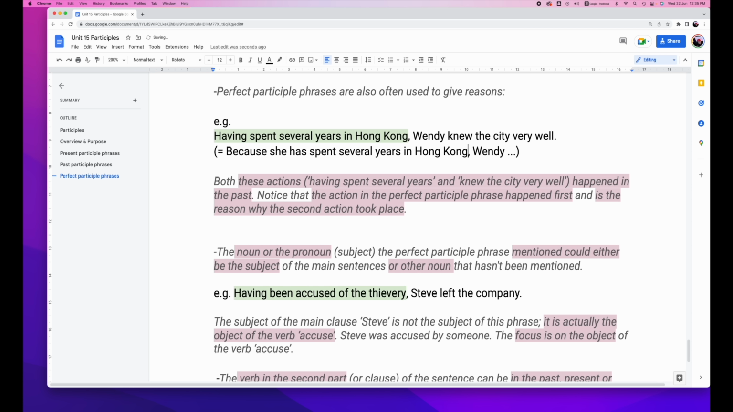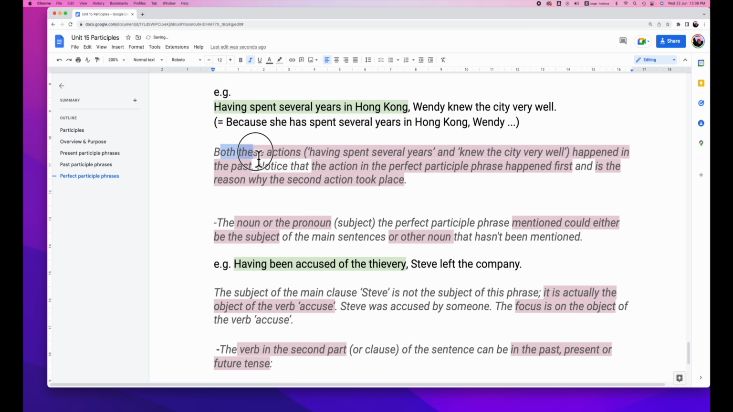People could also use perfect participle phrases to explain reasons. Let's take a look. Example: having spent several years in Hong Kong, she knew the city very well. Because she had spent several years in Hong Kong, that's the reason she knew the city very well. Both these actions, having spent several years and knew the city very well, happened in the past. The action in the perfect participle phrase happened first, and it is also the reason why the second action took place.